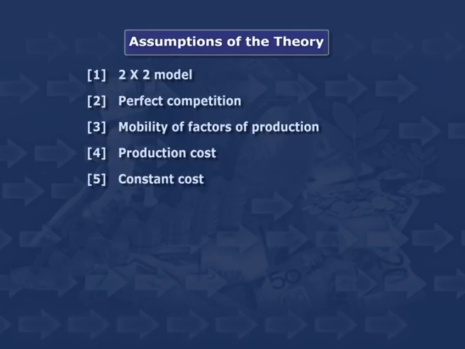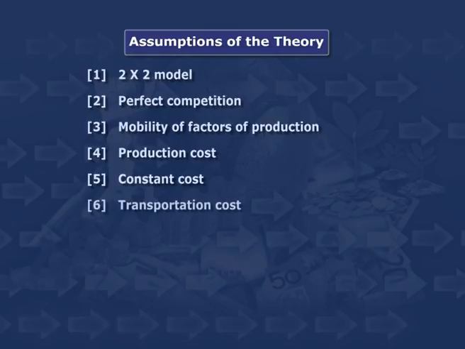The fifth assumption of the theory is about constant costs. It is assumed that production will take place only under constant cost condition. It means that output level cannot affect the cost of production. The sixth assumption of the theory is about transportation cost.